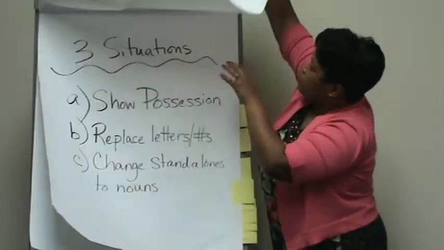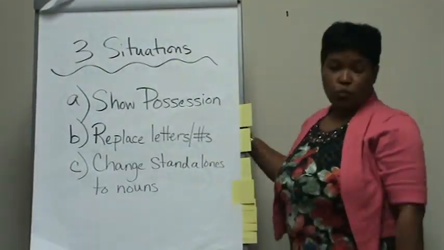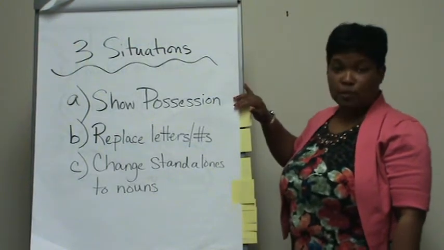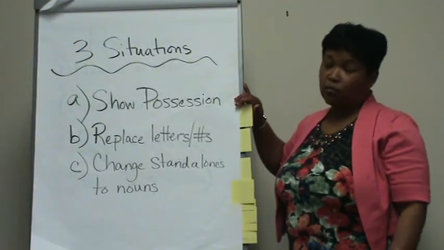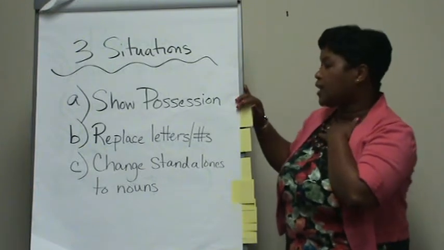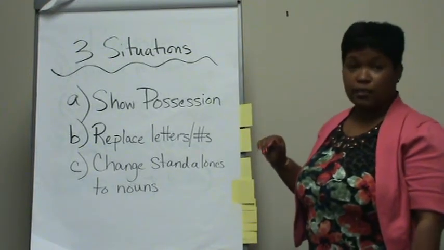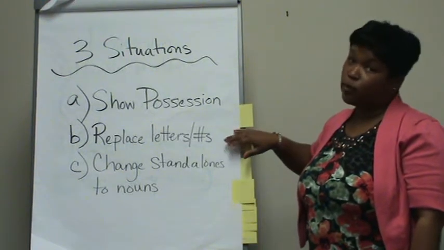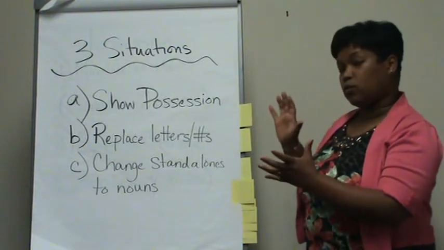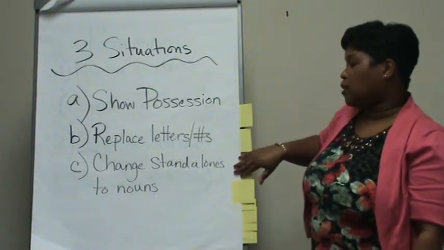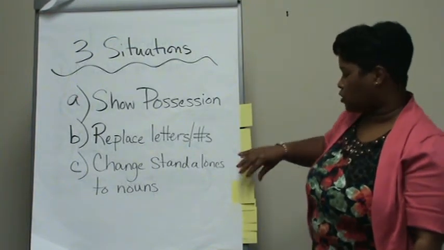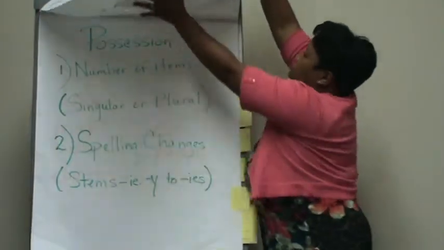So, the first thing you want to keep in mind is that apostrophes are used in three basic situations. The first is to show possession. When showing possession, you have to think about what is possessing what, or who is possessing what. The next thing is with regard to replacing letters and numbers. When you have replacements, otherwise known as contractions, you essentially are smushing a word together or getting rid of things to make the word smaller. And then finally, with changing standalones to nouns. Standalones are a particular class of words or symbols, and so we'll talk about those in just a moment.